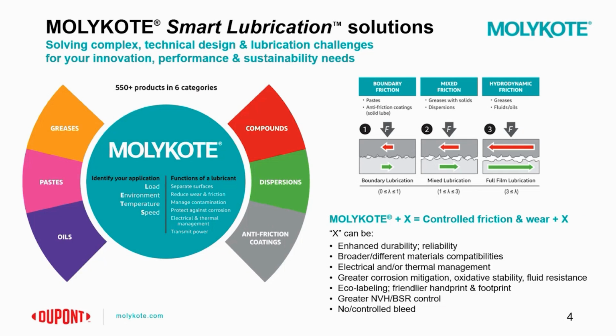Also within the portfolio, a lubricant can be selected for enhanced functions as well, beyond just friction and wear, and that's what we call MOLYKOTE Plus X. Depending on the application needs, a lubricant can be selected either for electrical or thermal management, corrosion mitigation, oxidative stability, dampening / noise, vibration, and harshness control, or for green labeling.